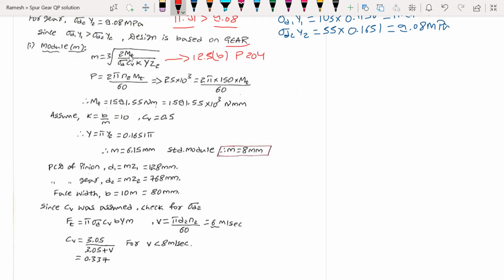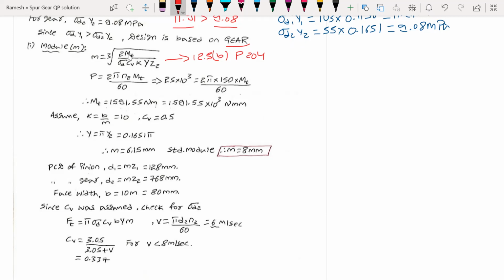In this case, MT, that is the torque, you need to calculate. Similarly, the K value is not given, you need to assume that. Similarly, the CV value, initially we will assume that. I will tell you how to do this. After that, next is capital Y. We have already calculated the Lewis form factor. Therefore, this capital Y is nothing but pi into the Lewis form factor. We are designing for the weaker member, so we have to substitute the value of Y2.